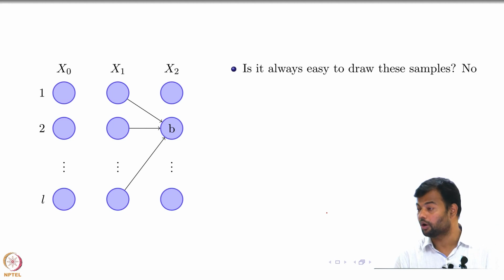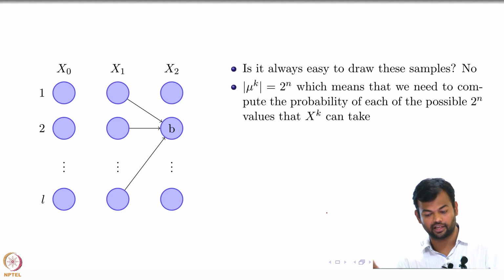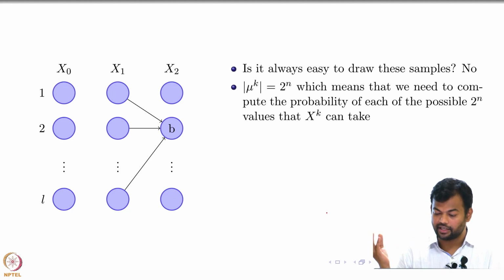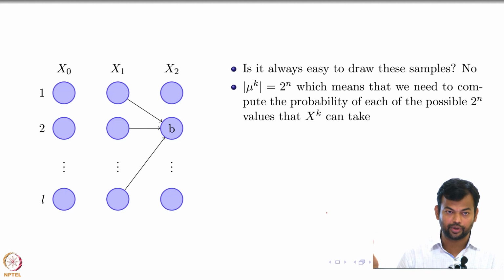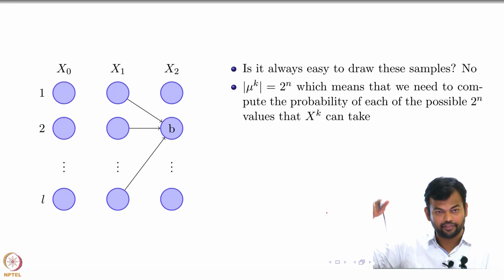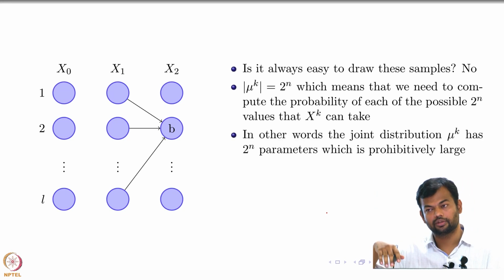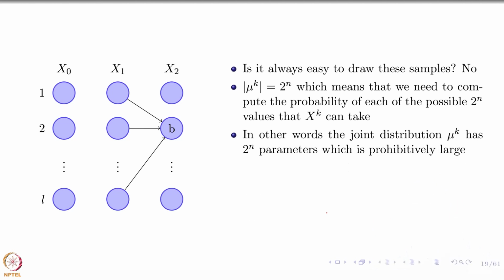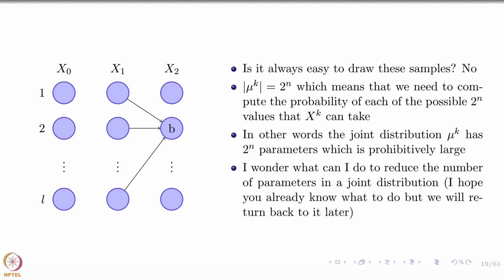So the answer is not always easy, but we'll have to focus on things which are easy so that we reach our goal. And the reason it's not easy is that the dimension of mu k is 2 raised to n, which means that we need to compute all these 2 raised to n values and then draw according to that distribution, which is not going to be easy.